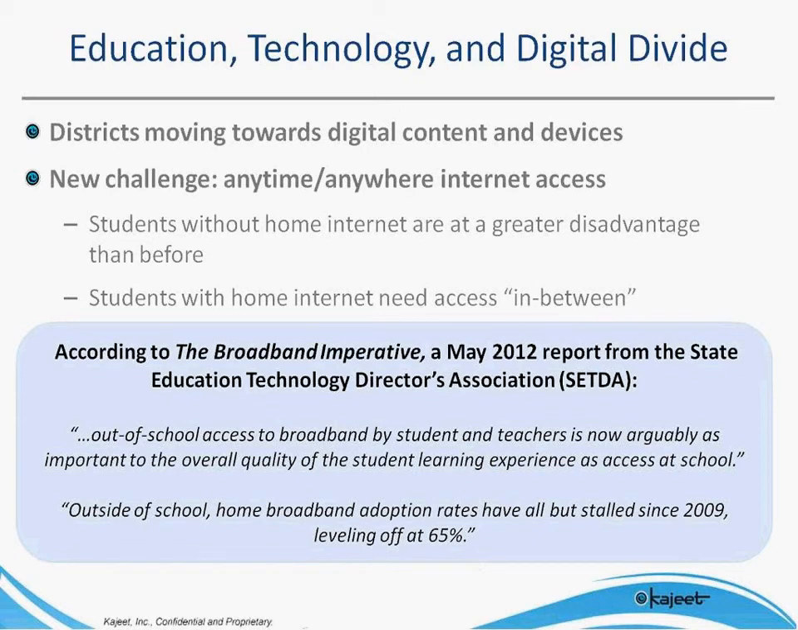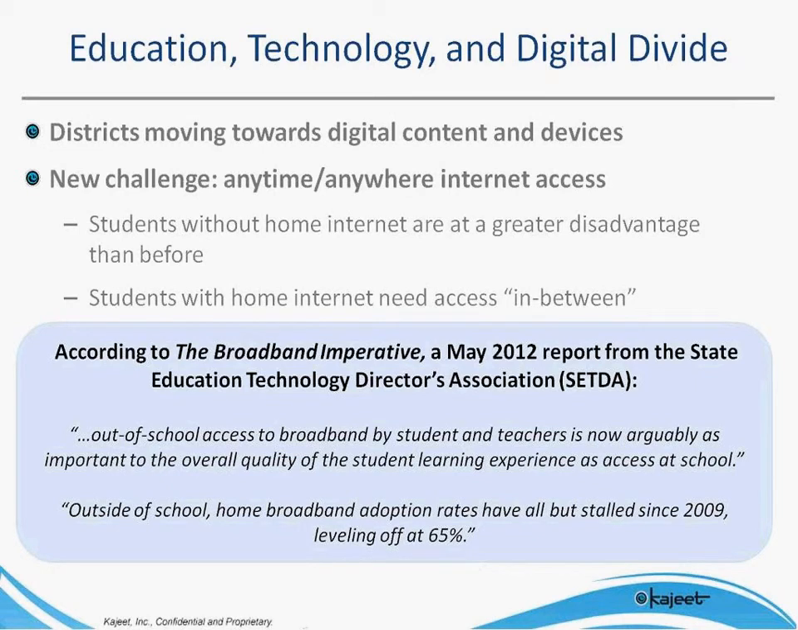So for internet access, we also need access in school and at home. This slide is from the 2012 report of the State Education Technology Directors Association called the Broadband Imperative. In the report, they talk a lot about why anywhere access is important and why access out of school is important. You can see the quote here, which I'll read: Out of school access to broadband by students and teachers is now arguably as important to the overall quality of the student learning experience as access at school.